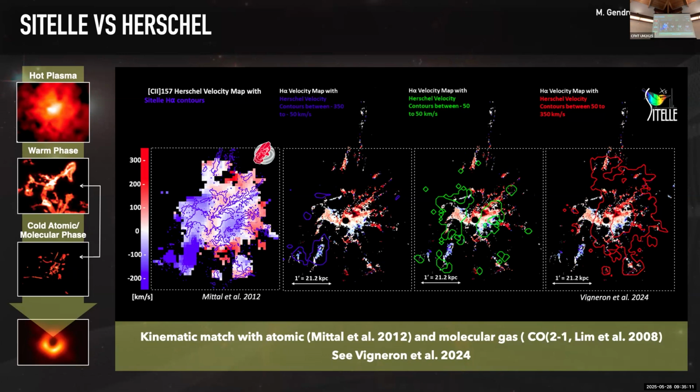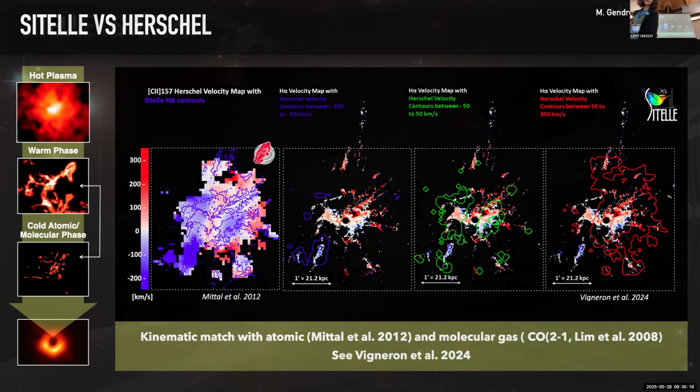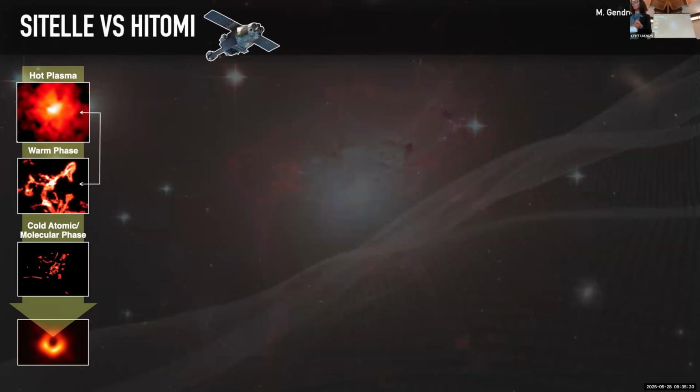We also show that it's the case for the molecular gas, but only in the center of the galaxy. Can we do the same and compare with the hot plasma? It's much more difficult to resolve the emission line in X-rays, but with microcalorimeters now we can do this.